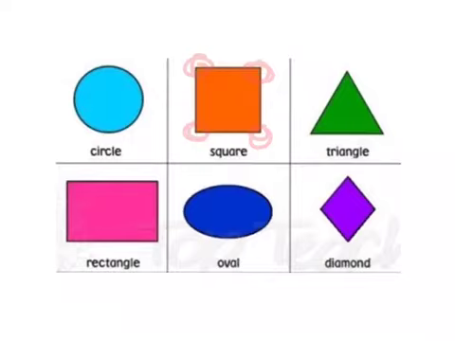Moving on to the triangle, the corners are the pointy bits. 1, 2, 3 corners on a triangle. Rectangle, the pink one, has got 1, 2, 3, 4. How about the oval here in the middle, the dark blue one? Yeah, just like a circle, that one has no corners. The last one is the purple diamond. Diamond also has 1, 2, 3, 4 corners.